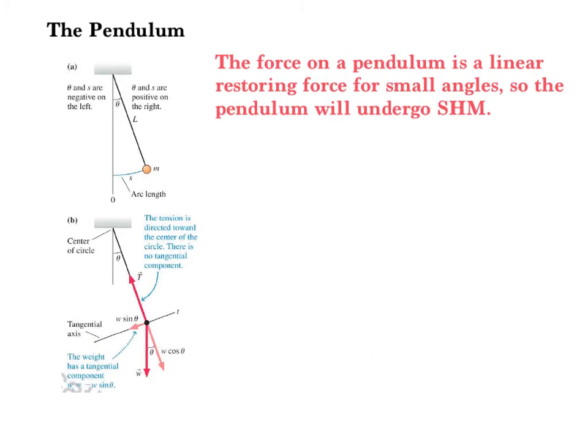So what we find is that the force on a pendulum is a linear restoring force for small angles. We call this the small angle approximation. So we're going to keep our pendulums at a small angle, 15 degrees or less. The result is the pendulum undergoes simple harmonic motion.